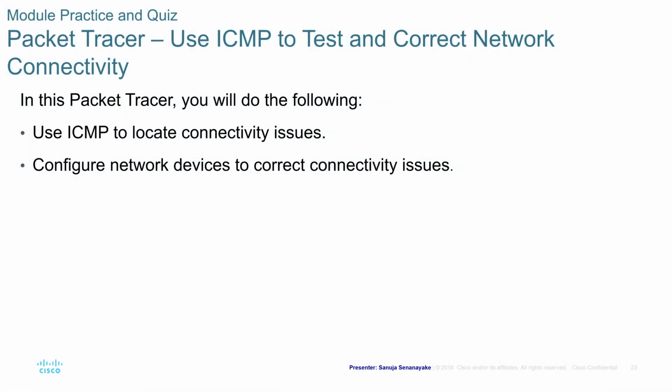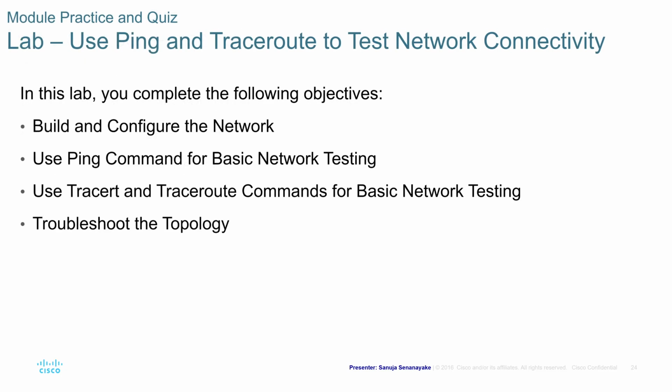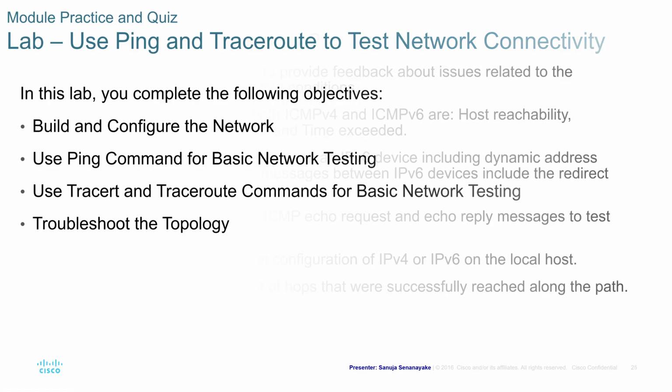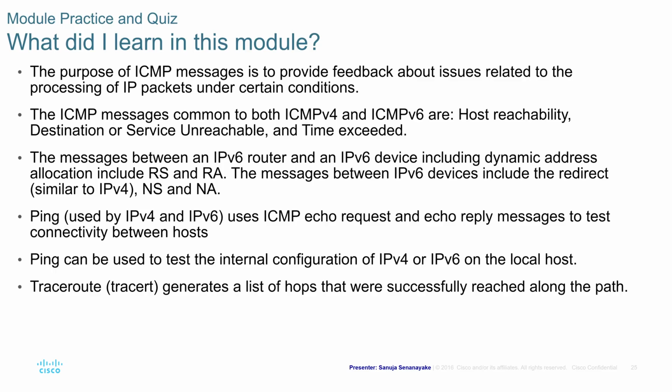Again, there is a Packet Tracer file called Use ICMP to Test and Connect Network Connectivity. You can go ahead and download it from Cisco NetAcad, or you can download it from my website once I figure out how to obtain that file and post it. There is also a lab activity you can do called Use Ping and Traceroute to Test Network Connectivity. If I get a copy of that, again, I will post it. If not, you should download it from your Cisco NetAcad and do that for your understanding of this particular module's concepts. And now I will go over everything we learned in this module as a summary.